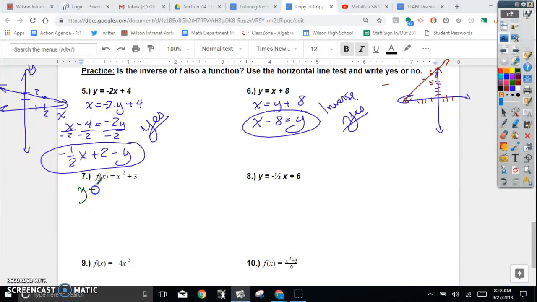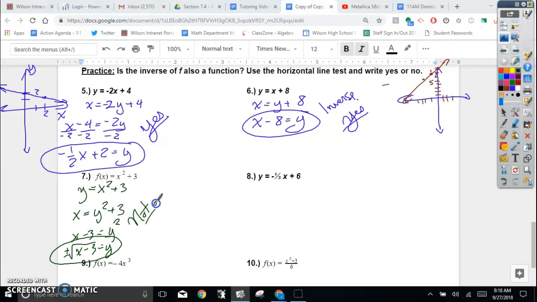So what I'm going to do is I'm going to solve for these inverses. Switch x and y. This is x minus 3 equals y squared. And we take the square root of x minus 3 equals y. There's my inverse. This one's going to be no. This is not a function. The inverse. Okay. I'll show you that in a second.